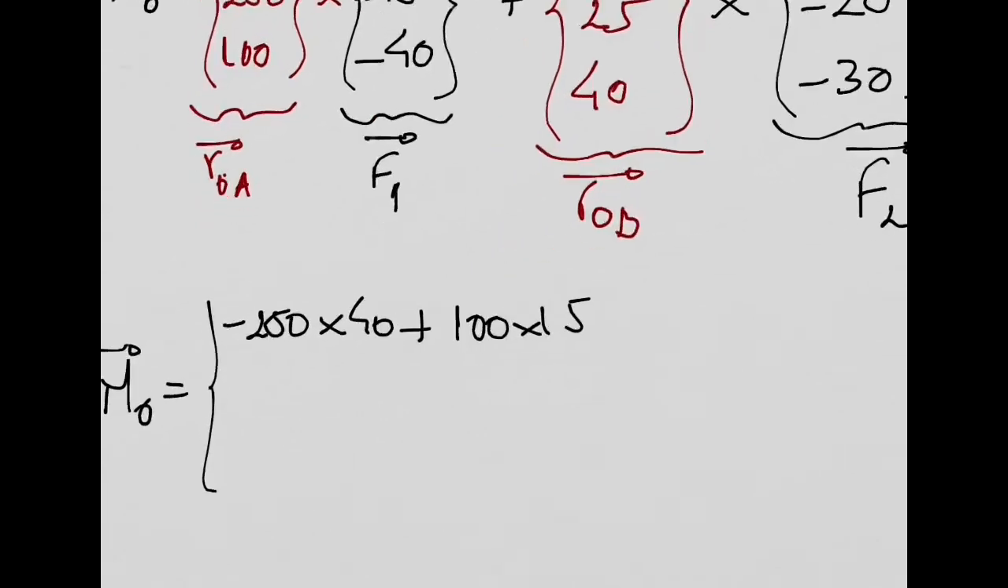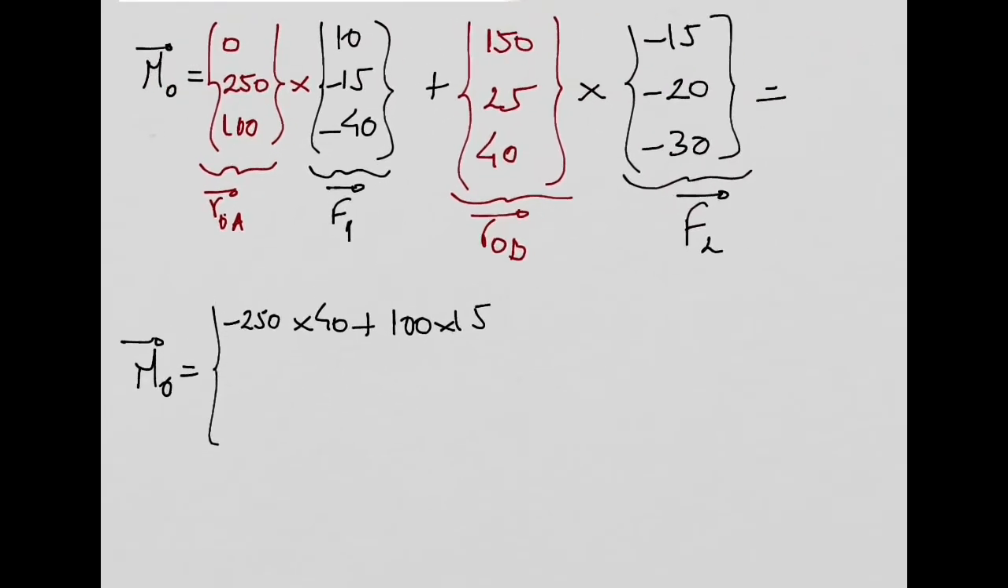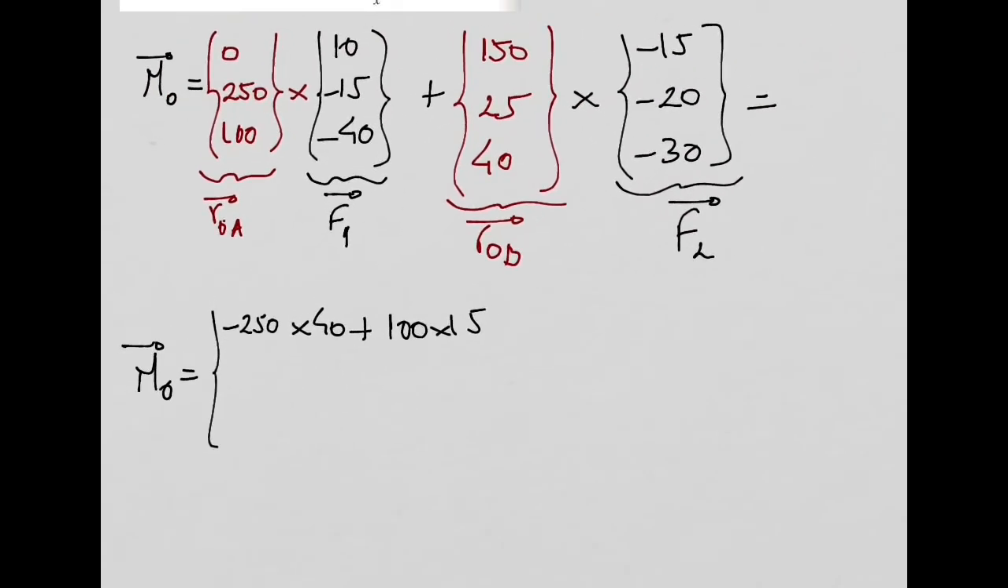Let me write this. This is 250, right? The y component is this cross product. This times this minus this times this is my y component. So it's going to be 1000 minus 0, is 1000.